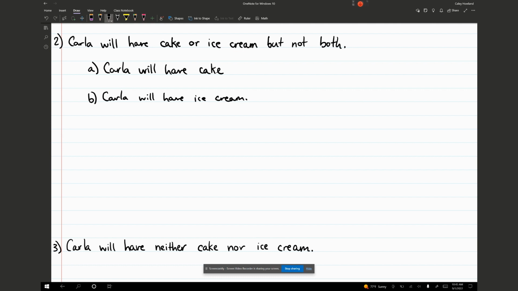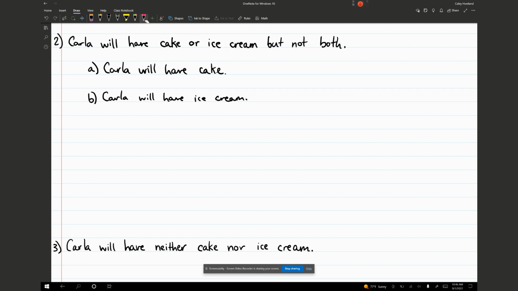And so our pure atomics seem to be Carla will have cake, and then ice cream right here is not a full sentence. But we can intuit what ice cream really there is a fragment, meaning Carla will have ice cream. Because Carla will have cake or ice cream is identical to the disjunction Carla will have cake or Carla will have ice cream. Hence why we split those two sentences in that way.